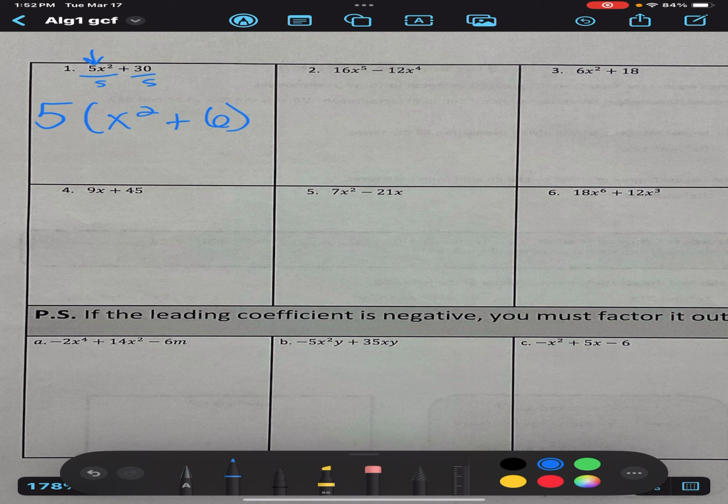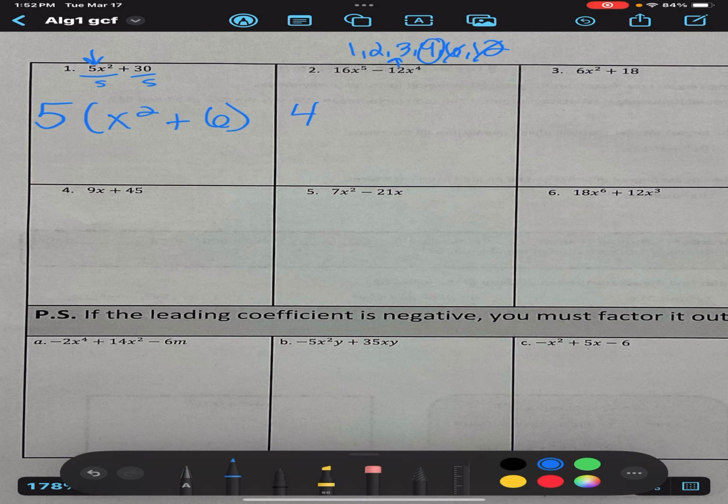16x to the 5th minus 12x to the 4th. 12 is the smallest number, but 12 does not go into 16, so list out the factors of 12. 1, 2, 3, 4, 6, 12. Okay, we know 12 can't go into 16. 6 can't go into 16. Winner! 4 can go into 16.